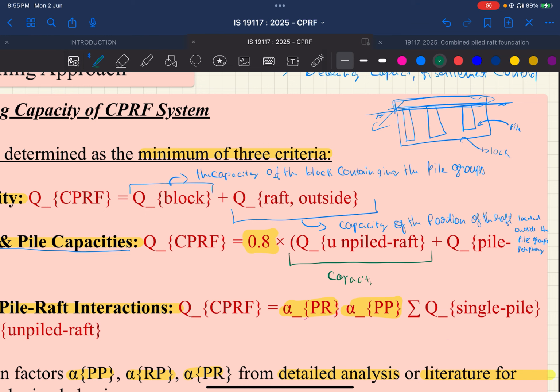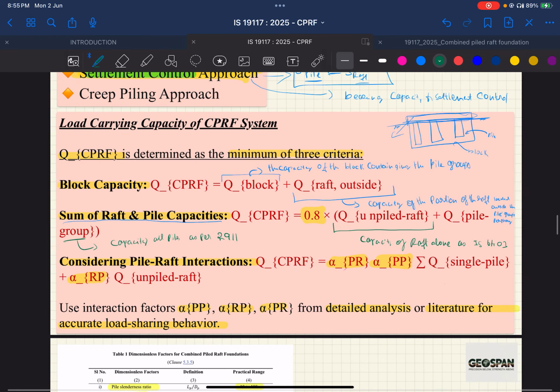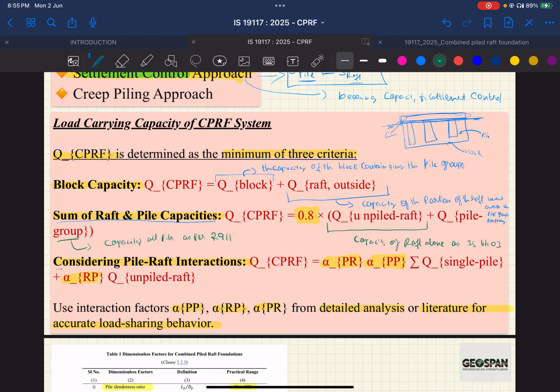Capacity of raft alone, as per IS 6403. And this pile group capacity is nothing but the capacity of all piles as per 2911. The next criteria here is considering pile raft interaction.